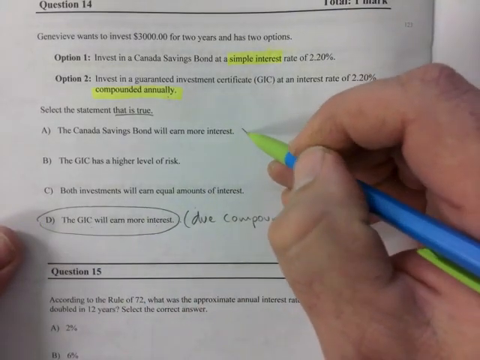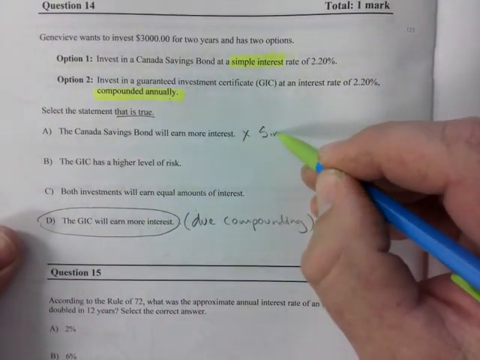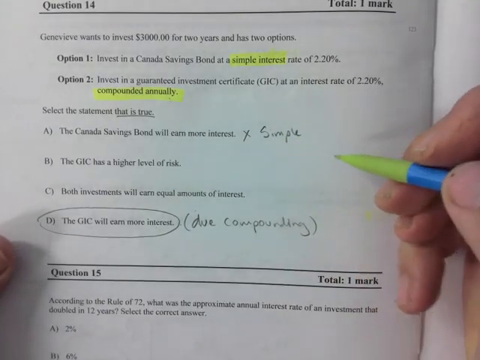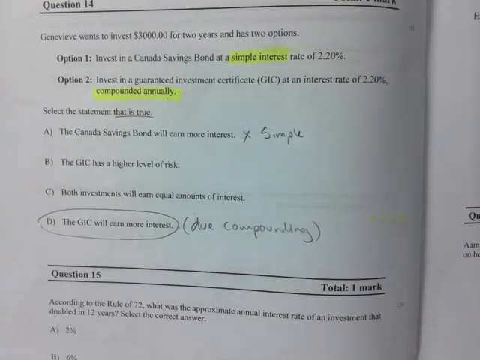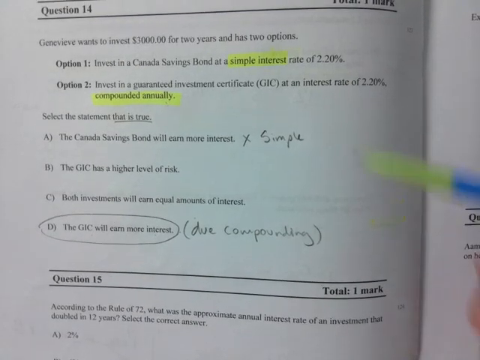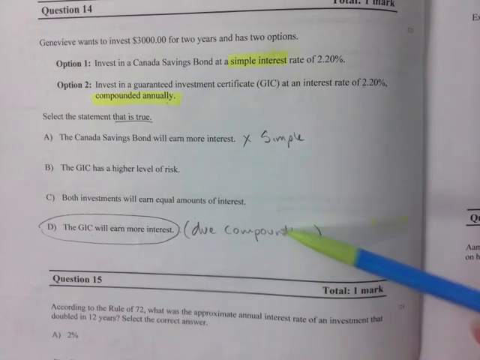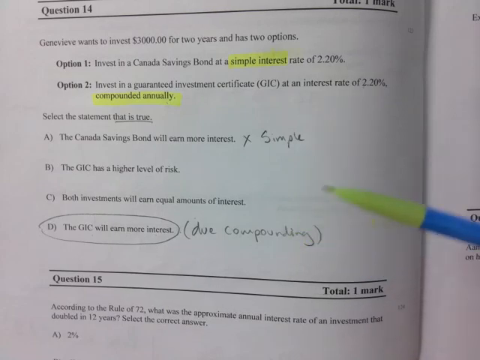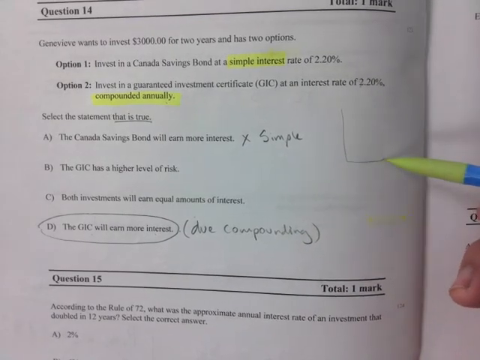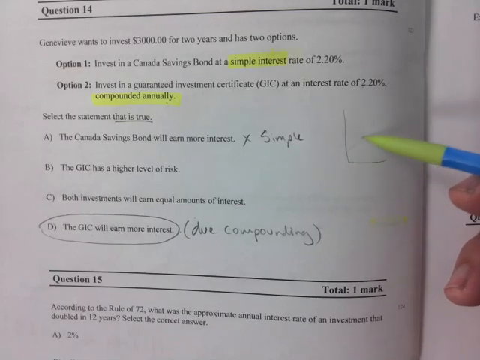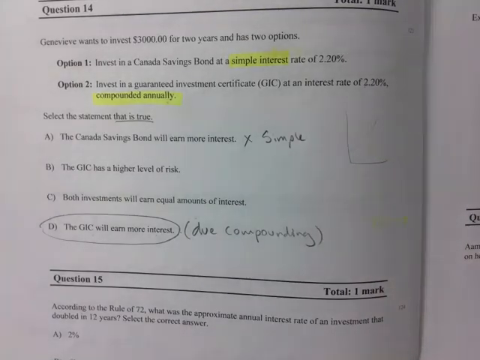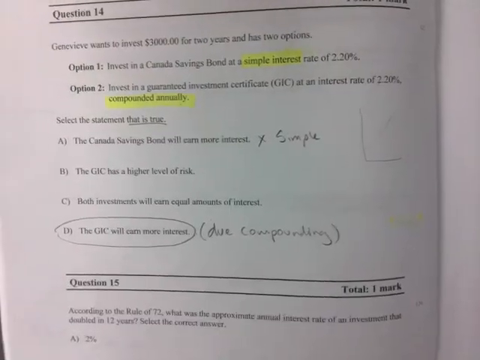This is wrong because it's simple interest compared to compounding interest. If everything else is the same, guys, the amount you're investing, the interest rate, everything else, then compounding always wins. Sometimes that's not the case when they're starting with a different amount. If you have a different starting amount, then it's different. All right, next.